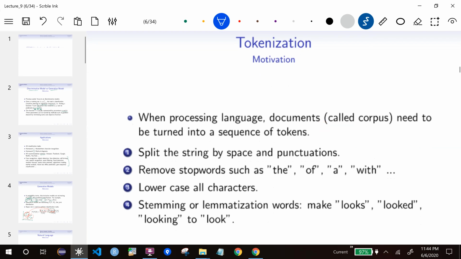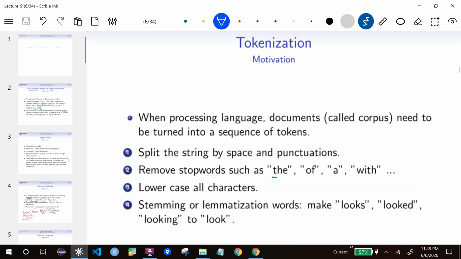So first, if you are processing documents, of course we cannot use some kind of pixel information. Maybe we can convert each letter to something, but that may not make sense. So what we're going to do is convert each word to a number. The problem is what kind of number are we going to use?